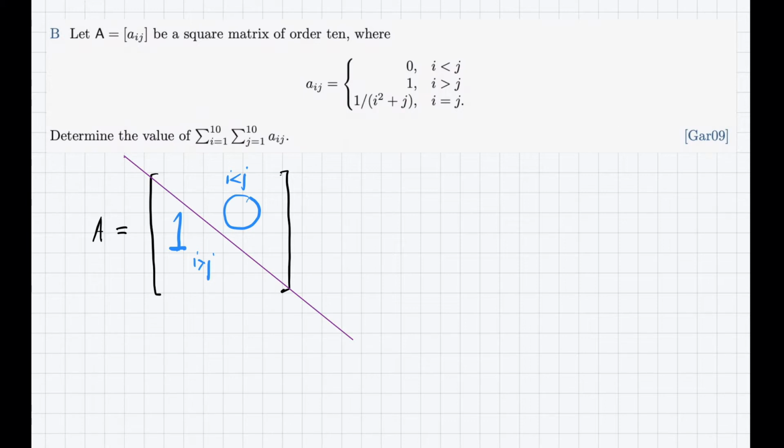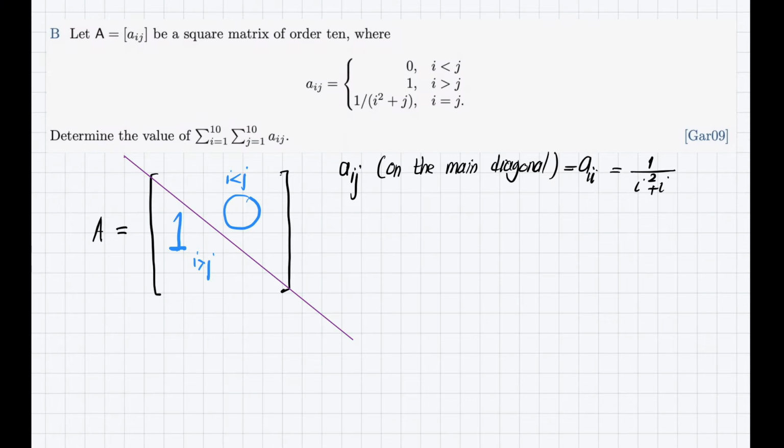So on the main diagonal, you know that the i index is equal to the j index. So a_ij on the main diagonal is equal to a sub i, because these two indices are the same. So in this formula, instead of j, I can also plug in i, and then I will get that this is equal to 1 over i squared plus i.